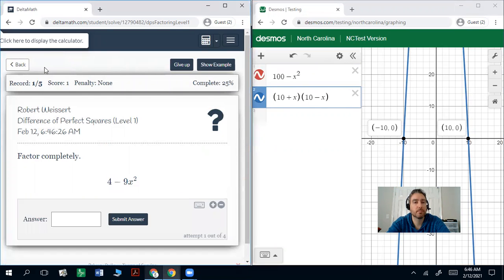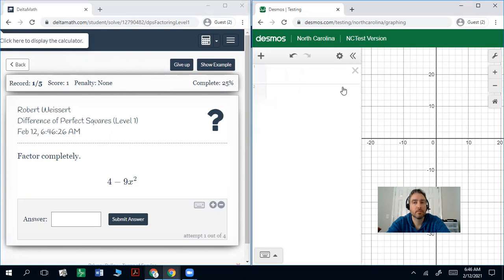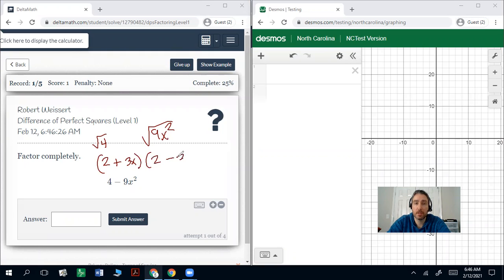Let's do another one. All right, this one here, you got two numbers, so 4 minus 9x squared. We do the square root of the 4 and the square root of 9x squared. Square root of 4 is 2, square root of 9 is 3, square root of x squared is x, so it's going to be 2 plus 3x and 2 minus 3x.